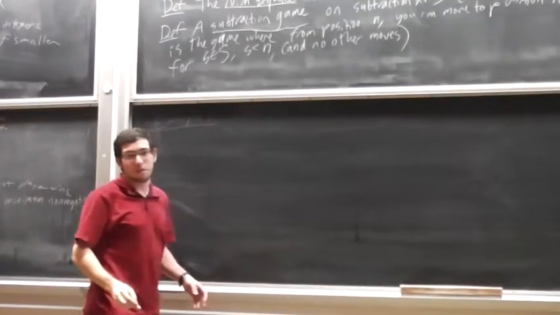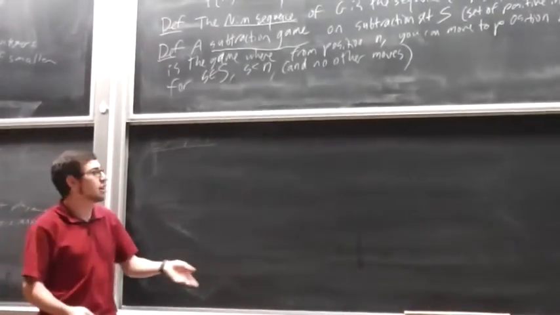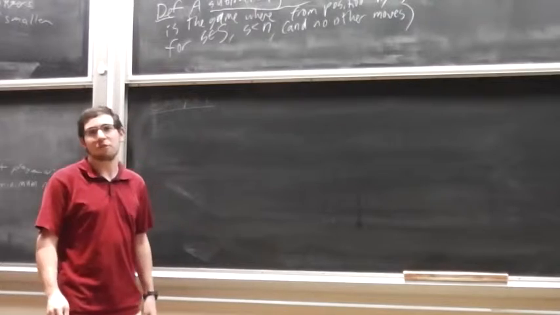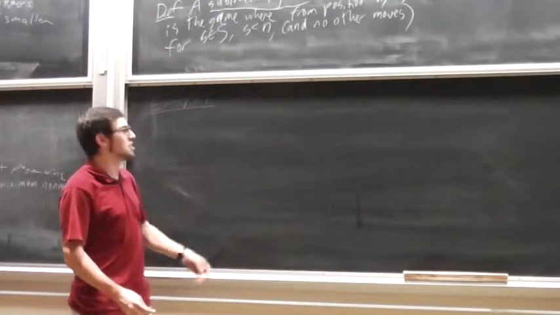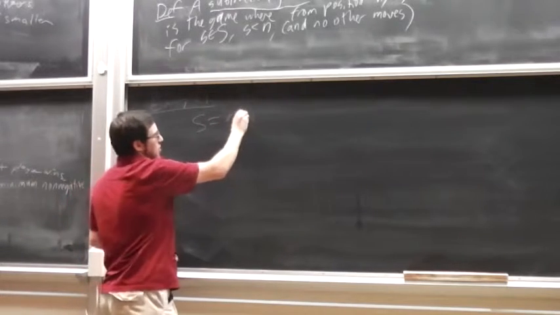This is the game where, as you could think of a subtraction game, you have a pile of n counters, and you can take some number s counters where s is in your set. So in one pile nim, the rules of nim are you can take any number of counters from any one pile. So if there's one pile, you can just take any number of counters. So s is equal to the positive integers.